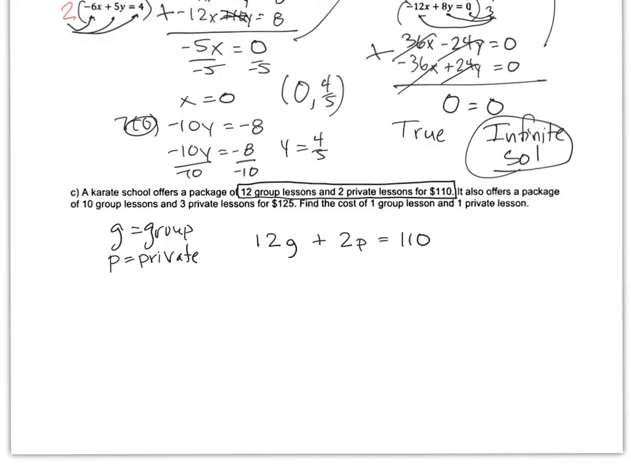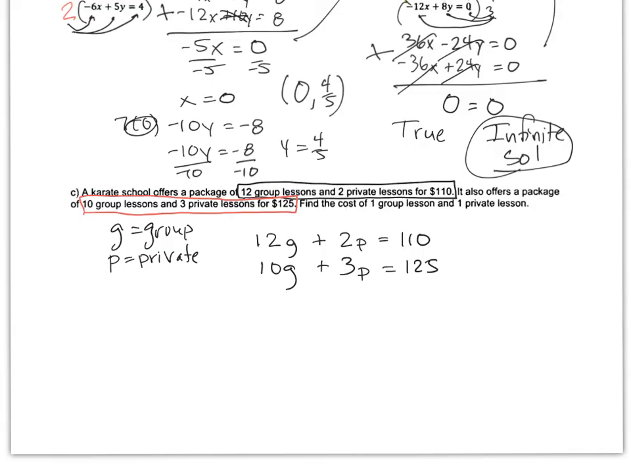I'm going to get rid of the $ sign just for my solving. Then the second sentence, or the second part here, tells me how to set up the second equation. 10 group plus 3 private equals 125. And now you decide, which letter are you going to get rid of?